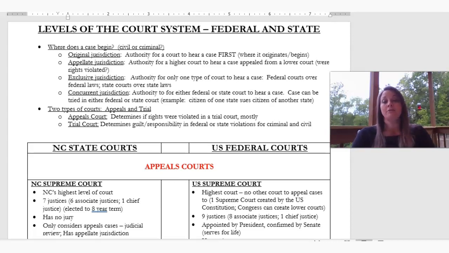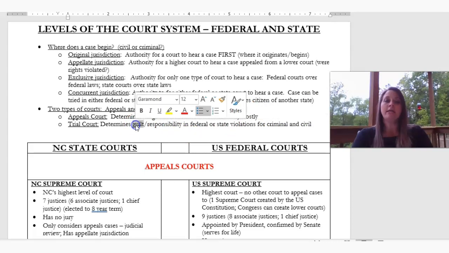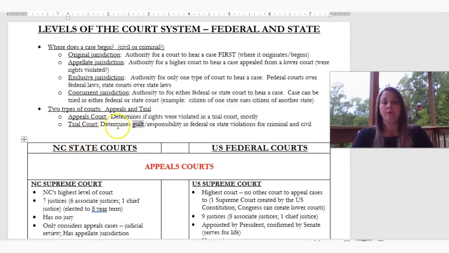So there are 2 main types of courts. There's appeals courts and trial courts right here. A trial court, let's start with that one on the bottom, determines if you're guilty or responsible, be it civil or criminal cases. So it determines responsibility in civil cases and guilt or acquittal in criminal cases. But let's say you feel like your rights were violated. Maybe you never got a lawyer, or you were interrogated without your Miranda rights being read to you. So the appeals courts would be a higher level of court that would determine if your rights were violated.